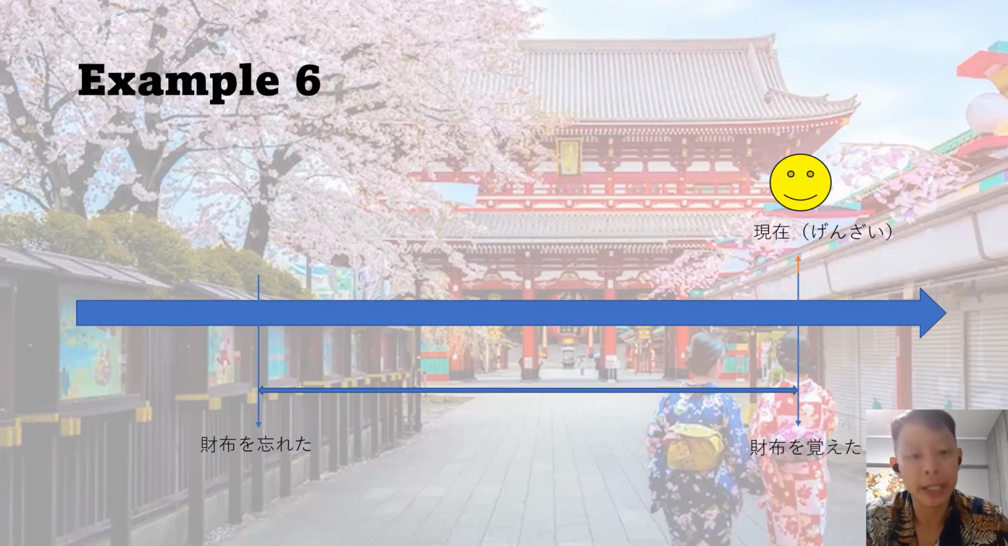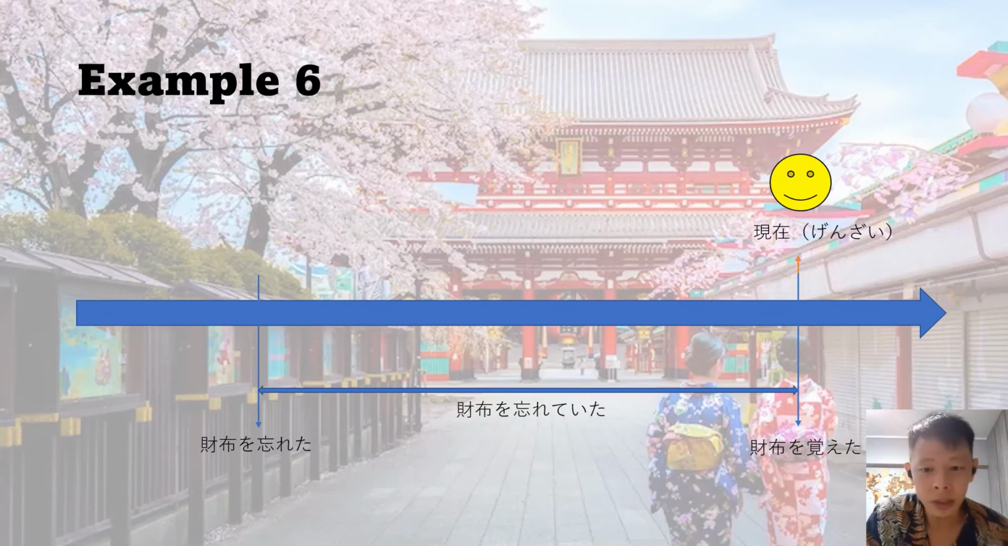"Saifu o oboeta." So now, if he were to be like, he was touching his pockets and he couldn't find his wallet and he's like, I forgot my wallet. What would he say to you? He would say, "Shimatta, saifu o wasureteta." He forgot his wallet. He would describe the state that he was in instead of saying that he forgot his wallet before he left his house.